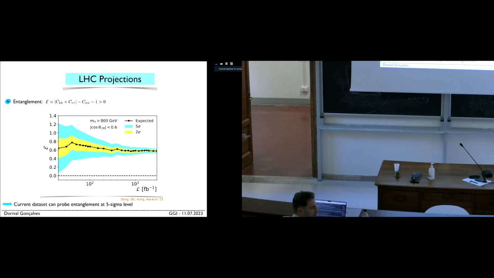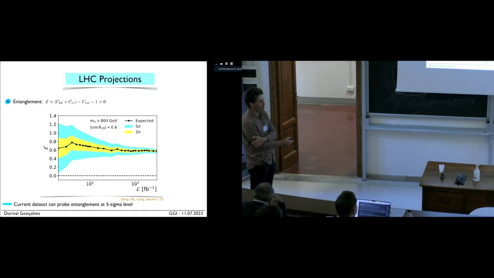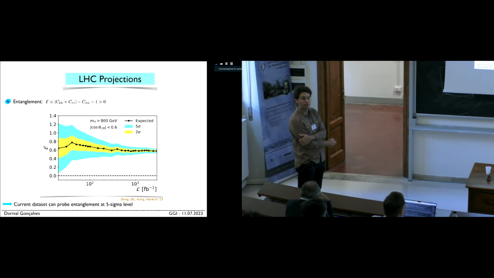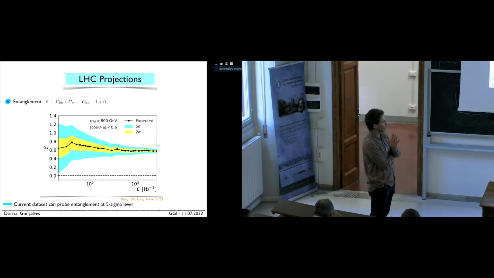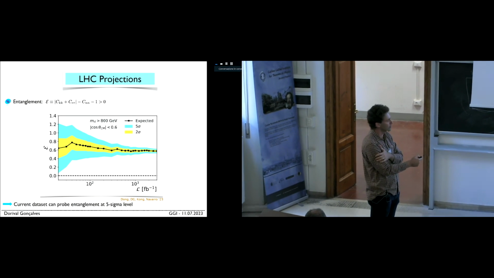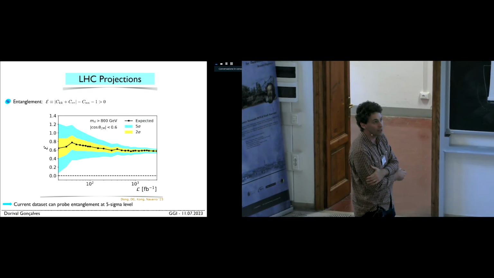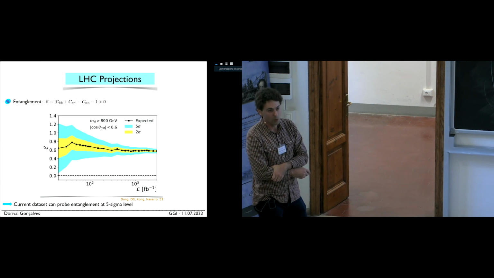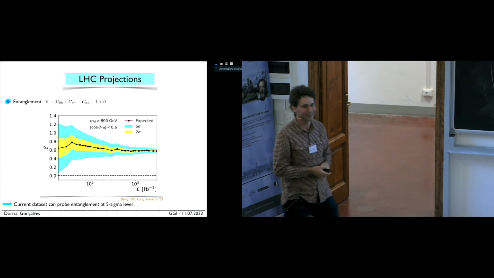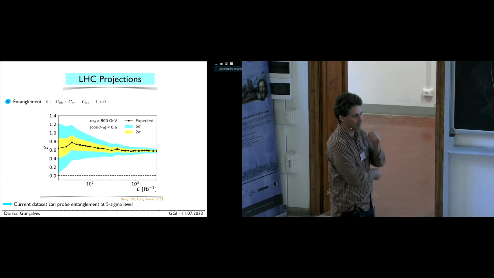This is the LHC, even with the current luminosity. So it's more than a femtobarn for entanglement for this region here. For Bell's inequality, it's close to a femtobarn. We have again the precise number quoted in the paper.